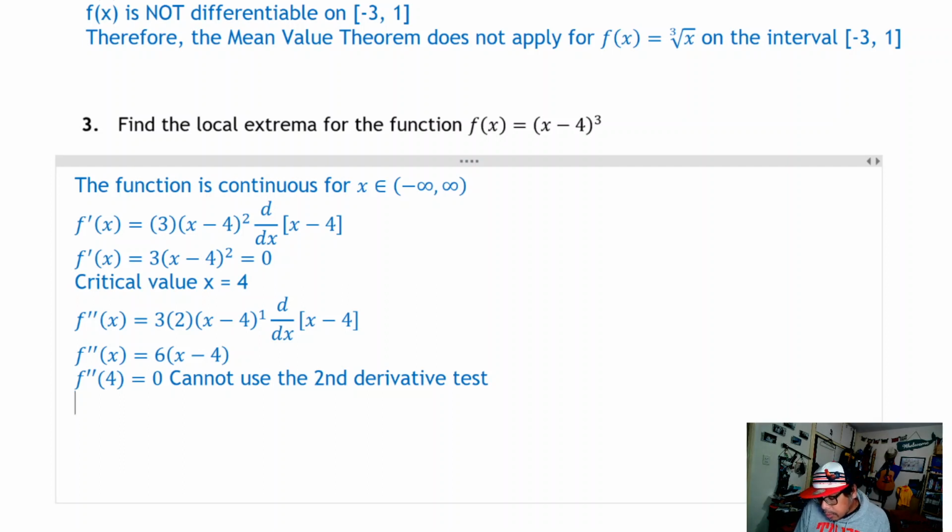But I don't want you to lose heart on the second derivative test because it can be used in a lot of cases. And in those cases where it can be used, it's actually a very useful test to have, very quick results. So there we go. We can't use the second derivative test. Let's use the first derivative test.